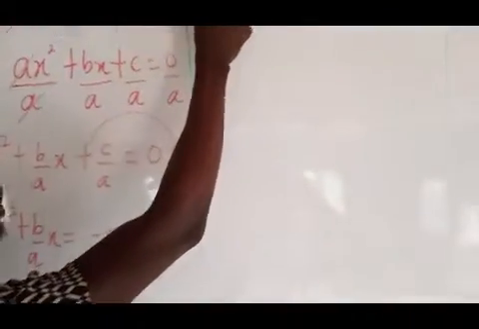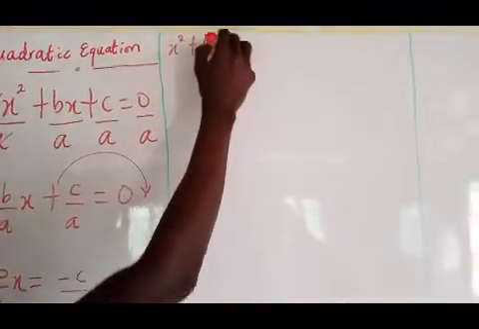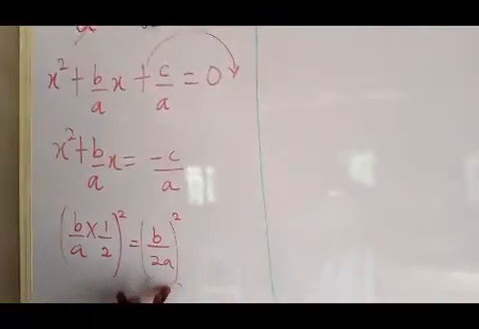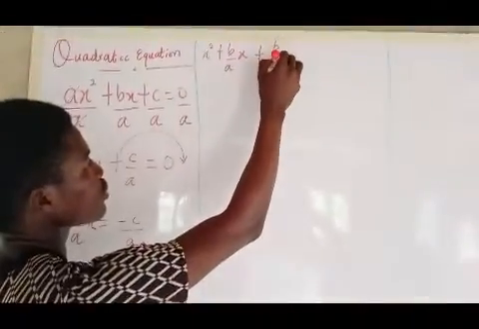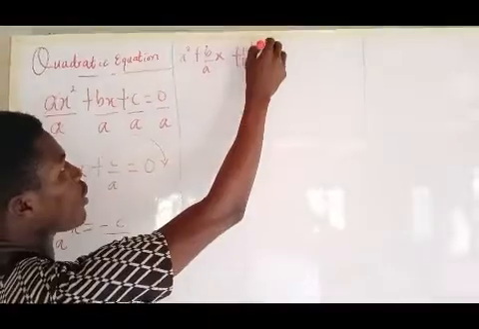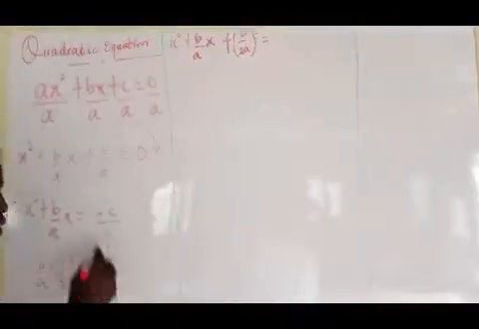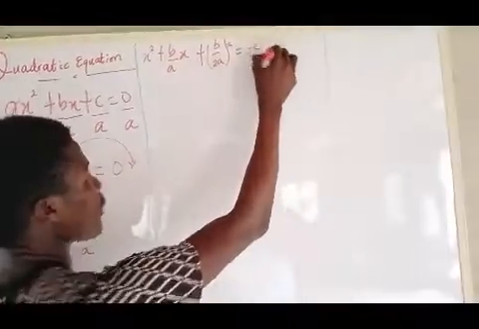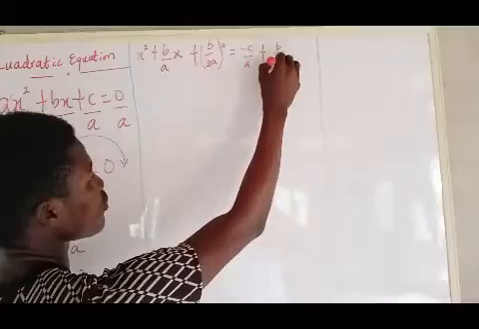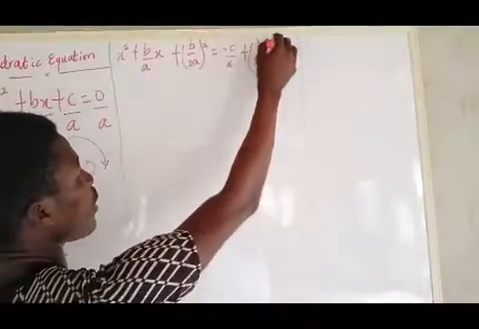Are you getting? So here we have x squared plus b over a x plus the value we have here, b over 2a all squared, equals to minus c over a plus what you have here again, which is what? b over 2a all squared.